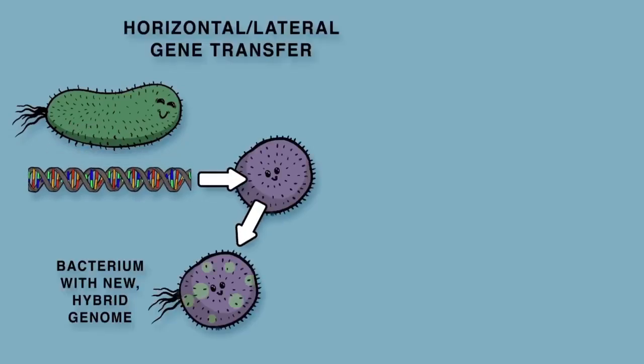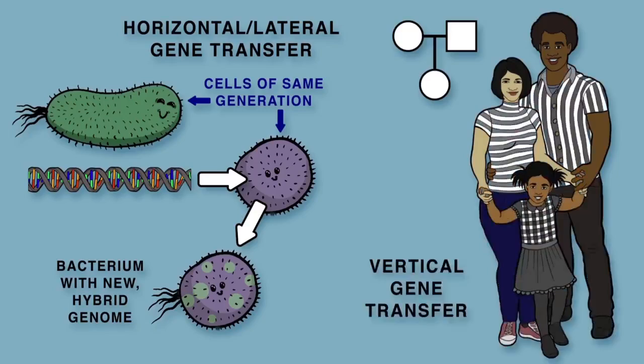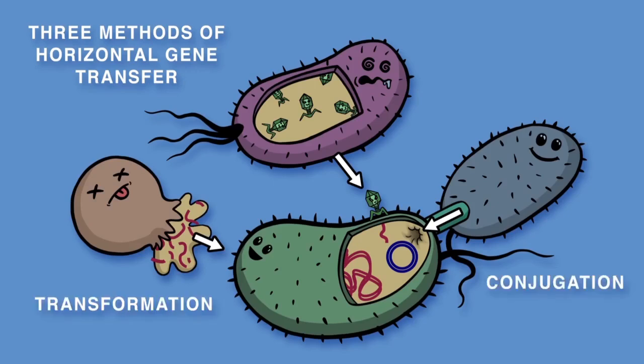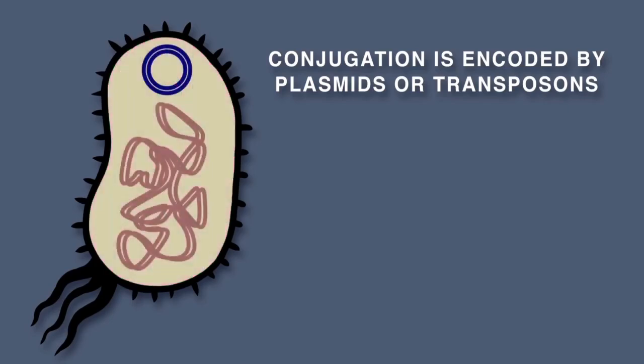Bacteria engage in horizontal or lateral gene transfer, meaning their genes are exchanged between cells of the same generation. In contrast, vertical gene transfer occurs when the parents pass genes to their progeny. The three methods of horizontal gene transfer that bacteria employ are conjugation, transformation, and transduction, with conjugation being the most common. Transformation and transduction typically take place between bacteria of the same or closely related species.